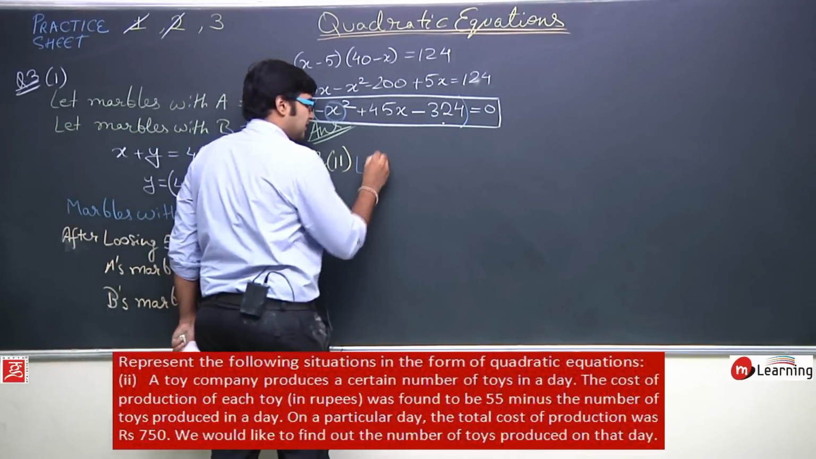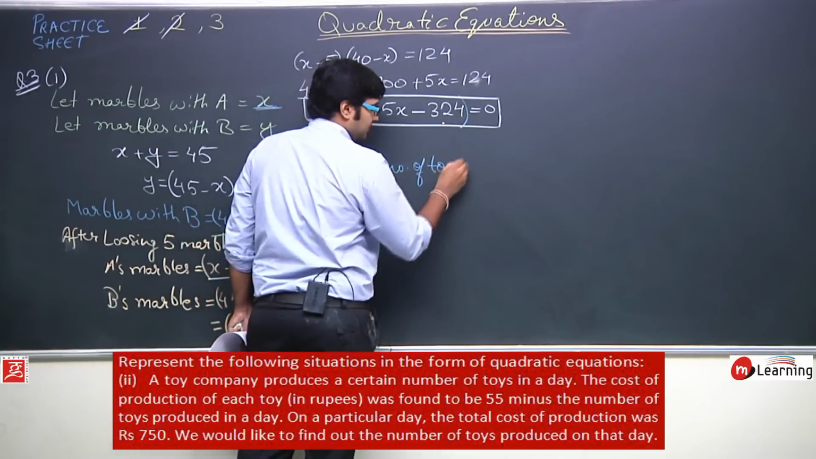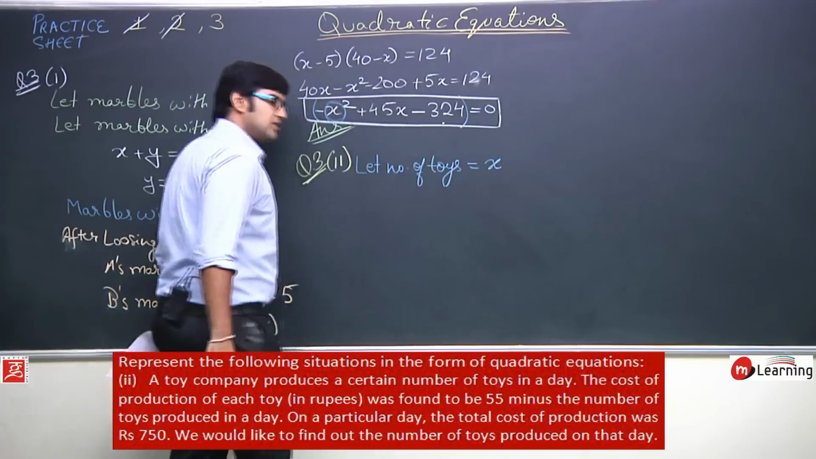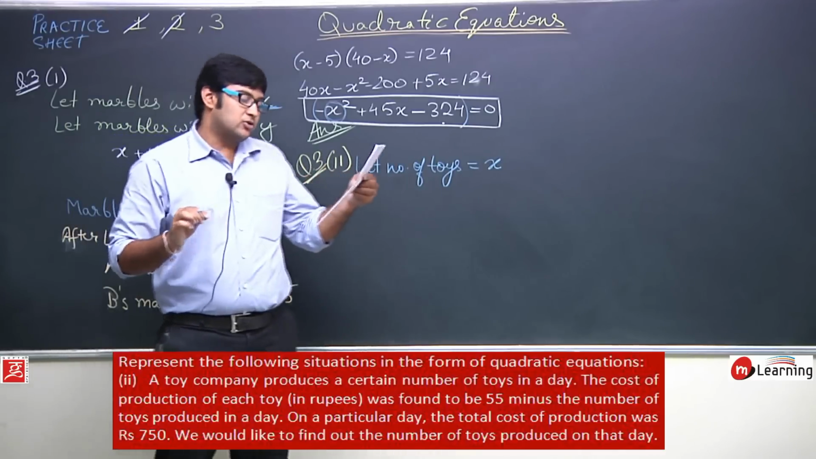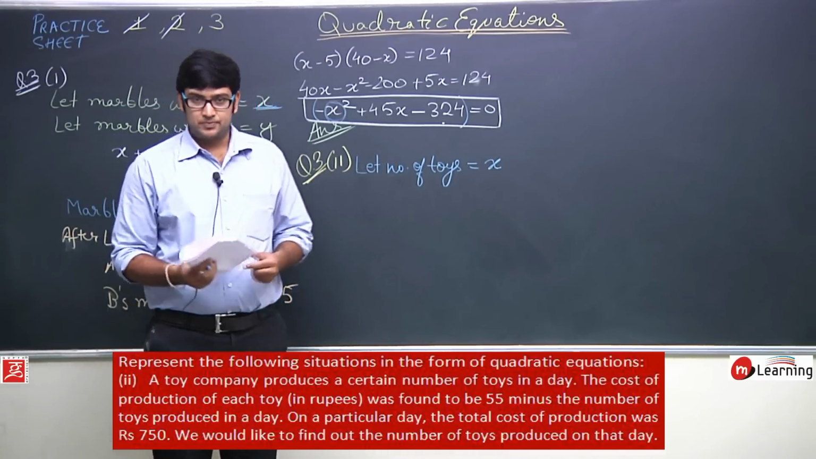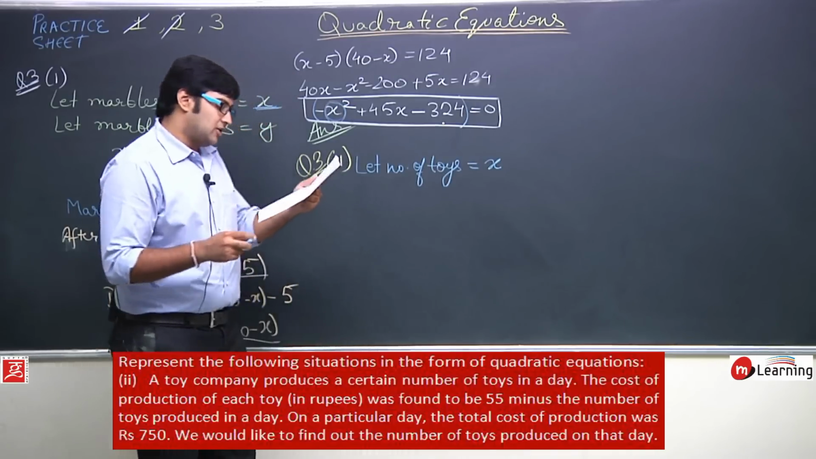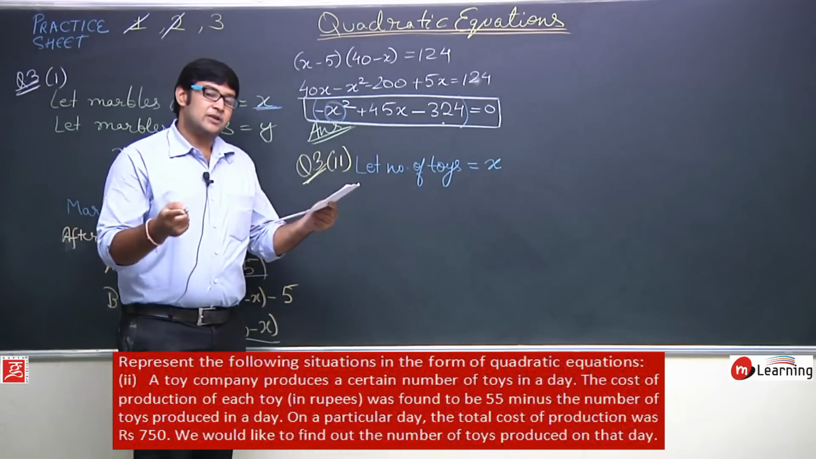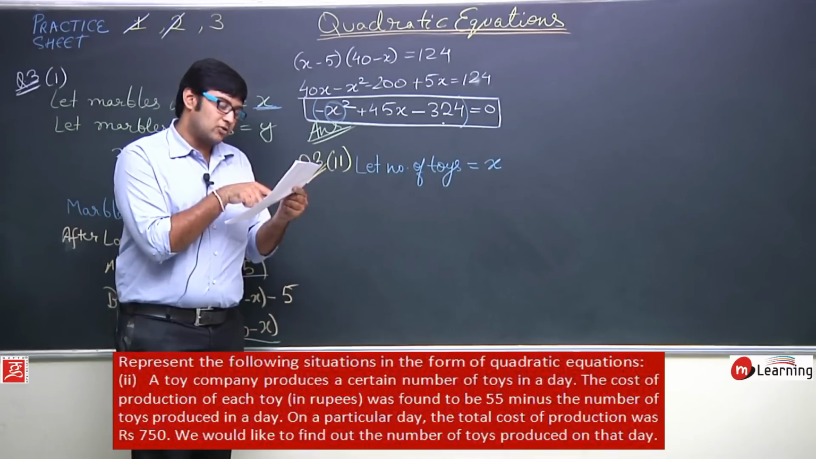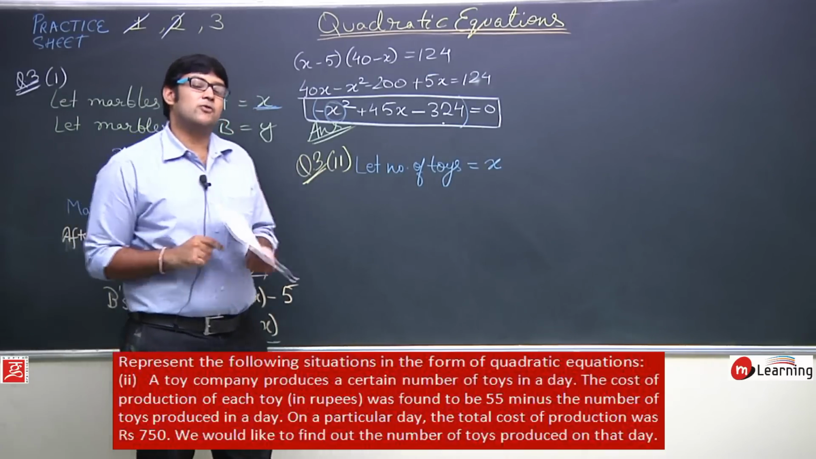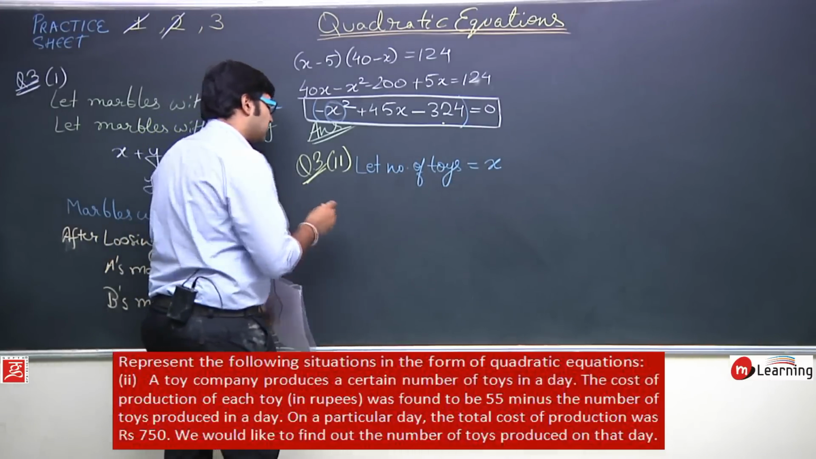So let number of toys is equal to x. Number of toys produced on that day, the day for which the total cost of production is rupees 750. Now the condition given is: a toy company produces a certain number of toys in a day. The cost of production of each toy was found to be 55 minus number of toys produced. So if x number of toys are produced, what is the cost of production of each toy?